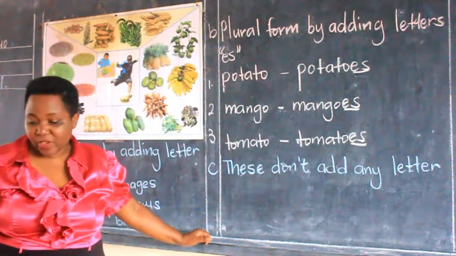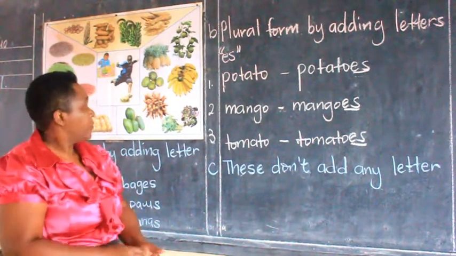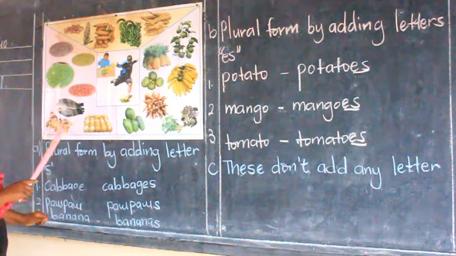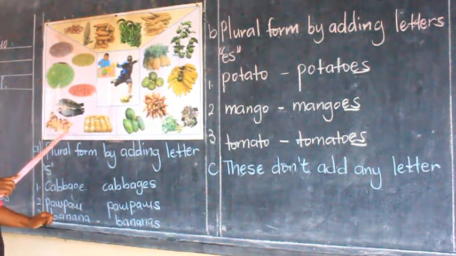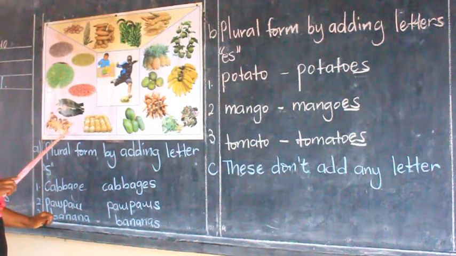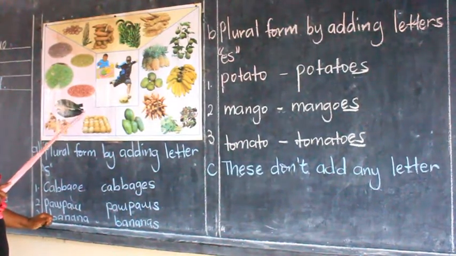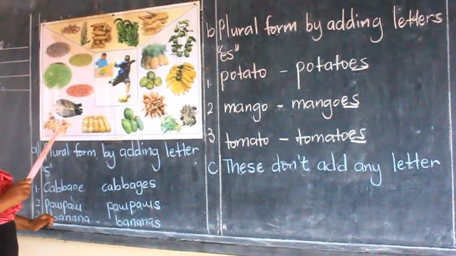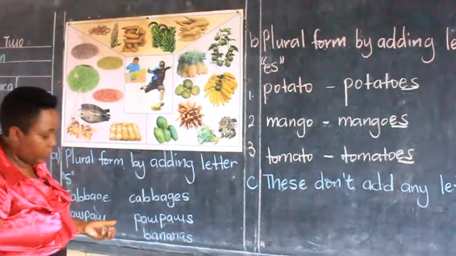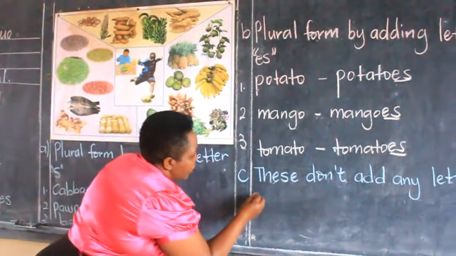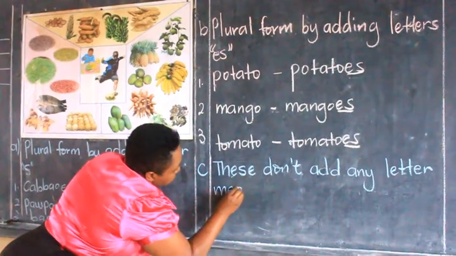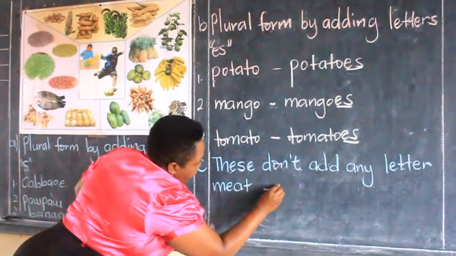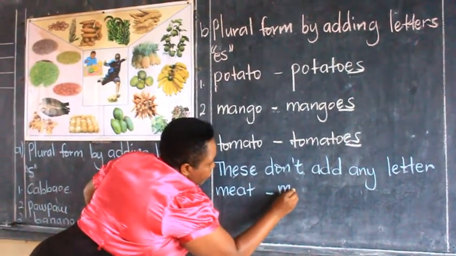The first example that we have here is meat. We look at our meat. Do we say we have one meat? Can we say we have two meats? Can we say we have three meats? No, it is meat. So most of our plural forms here, they are uncountable nouns. So the first example is meat. Meat will remain as meat in the plural form.